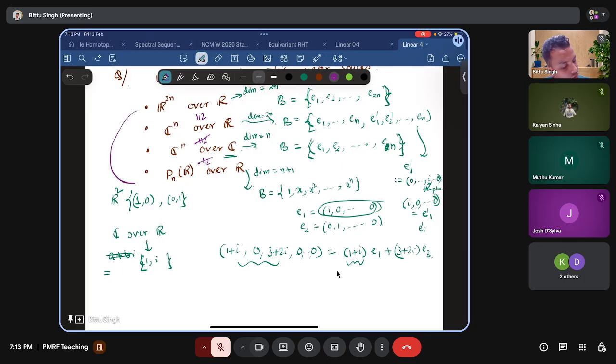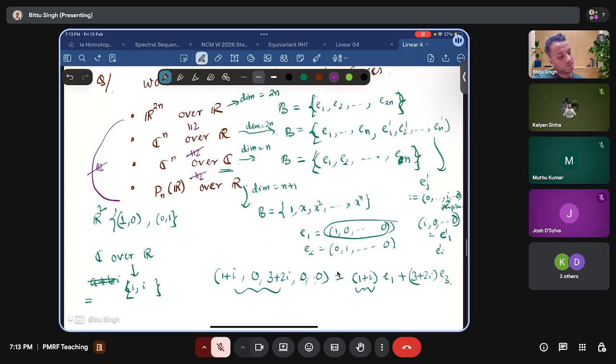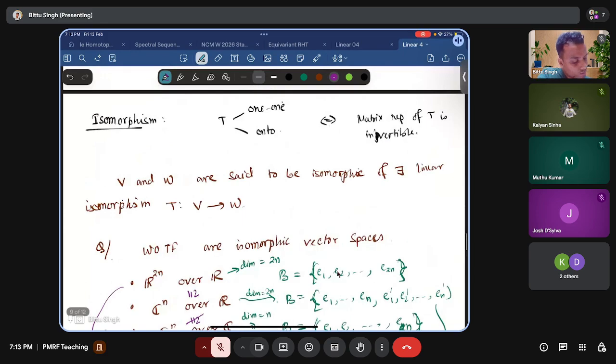These two are also not isomorphic. So this is a notation. The isomorphism of V to W is written with this kind of symbol, congruent, V congruent W, instead of equal. And if two spaces are not isomorphic, we simply cut this congruent sign.